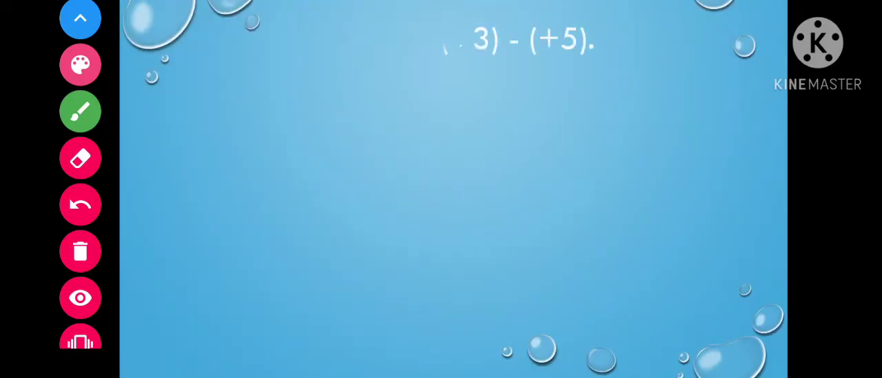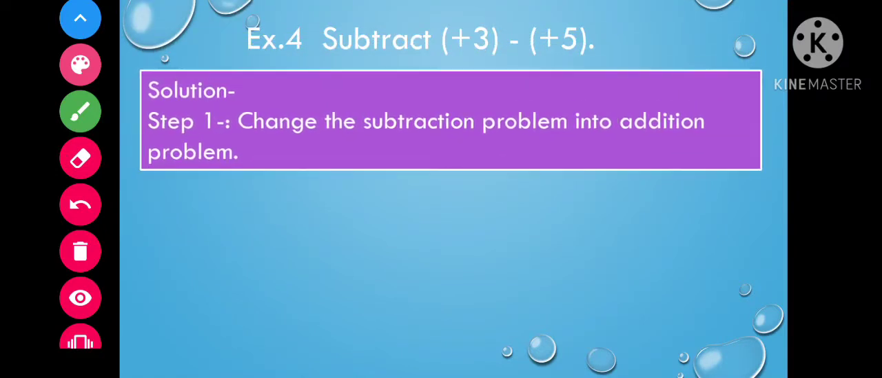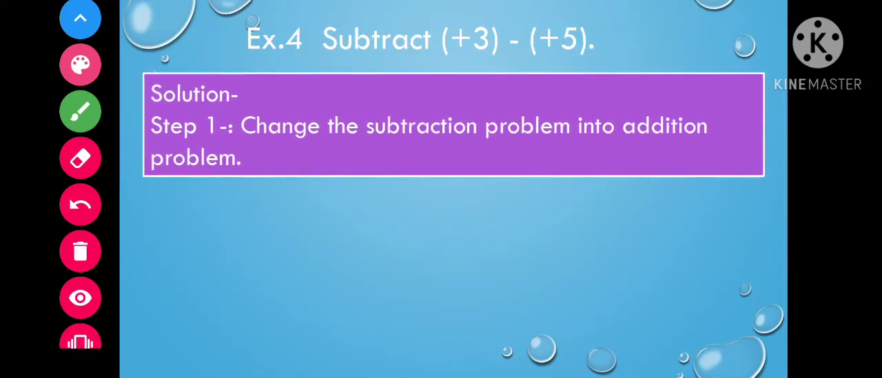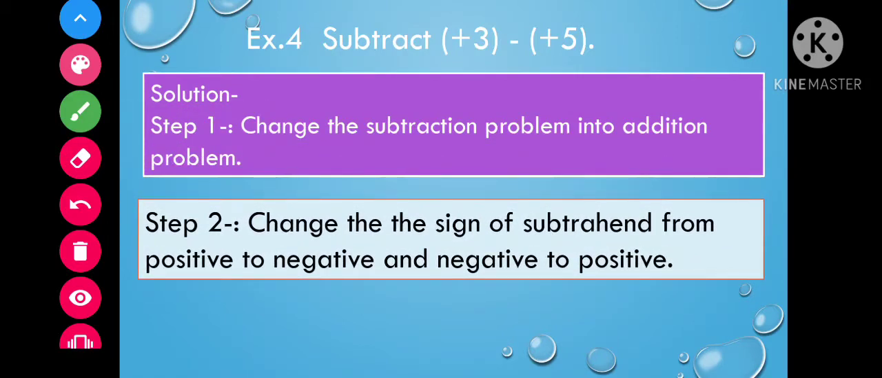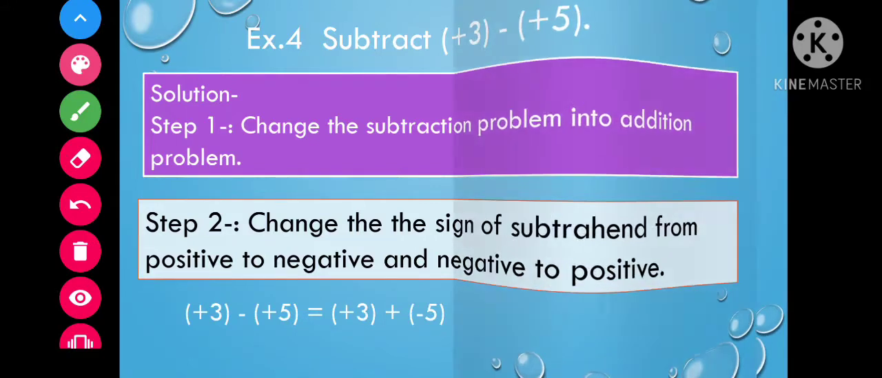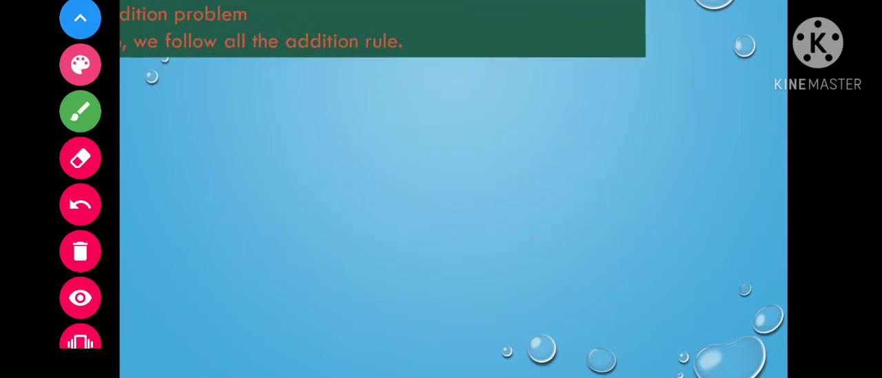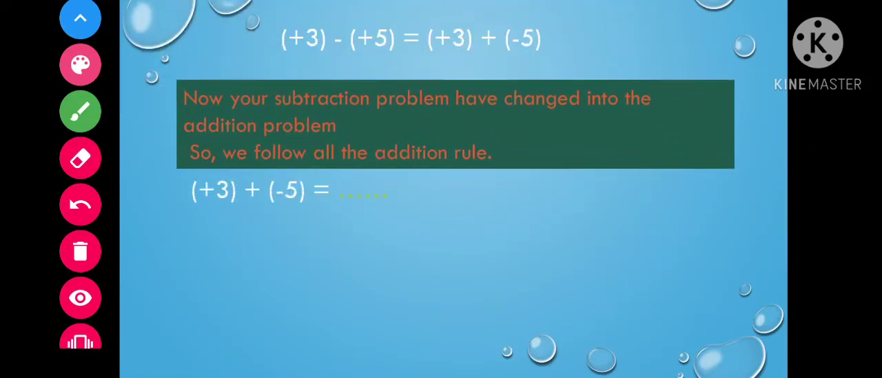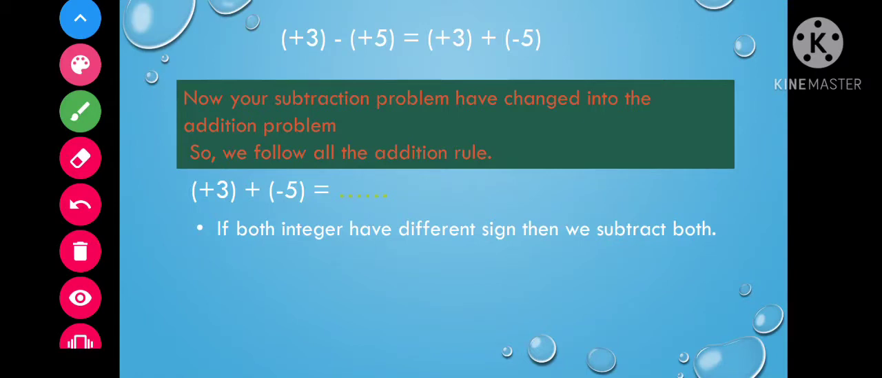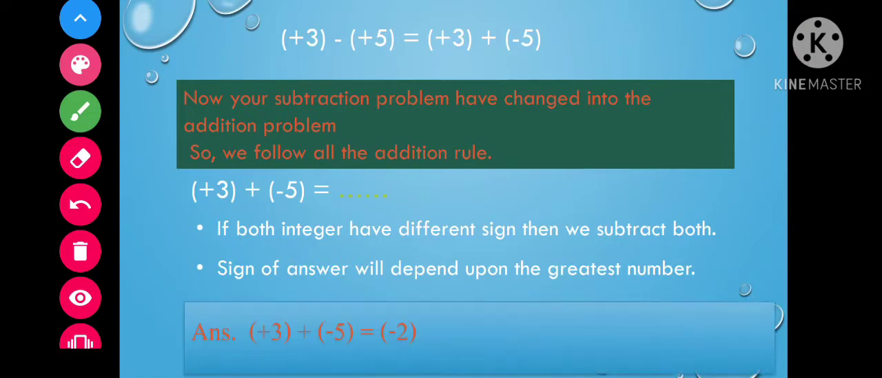Now example number 4. Subtract plus 3 minus plus 5. Again, we change the subtraction problem into an addition problem and change the sign of the subtrahend from positive to negative and negative to positive. Then we need to follow the addition rule. Here plus 3 plus minus 5 equals what? One is positive and one is negative. It means both integers have different signs. Then we subtract both, and the sign of the answer will depend upon the greatest number. So 5 minus 3 equals 2. But the sign of 5 is minus, so the answer will be minus.